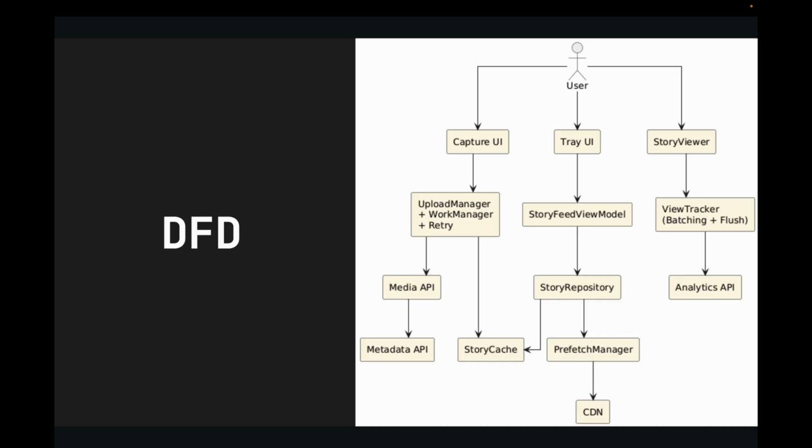Now let's visualize how data moves through the system. The upload flow begins with the capture UI, leading to segment upload videos via upload manager to the media API, followed by metadata commit. The fetch flow starts from the tray UI, which uses story feed view model and prefetch manager to preload CDN hosted content. The view tracking flow collects playback events via view tracker, batches them and sends them to analytics API. This diagram illustrates how the app connects the UI, data flow and services at runtime.